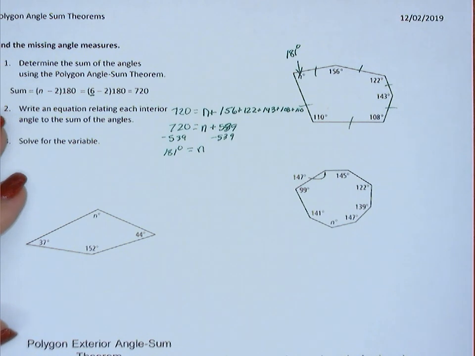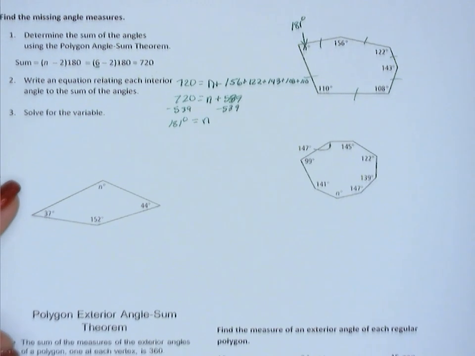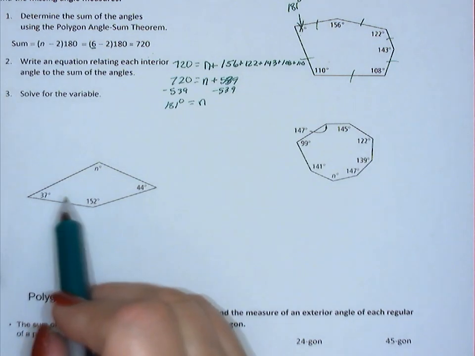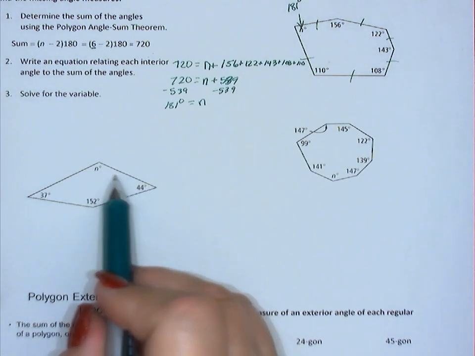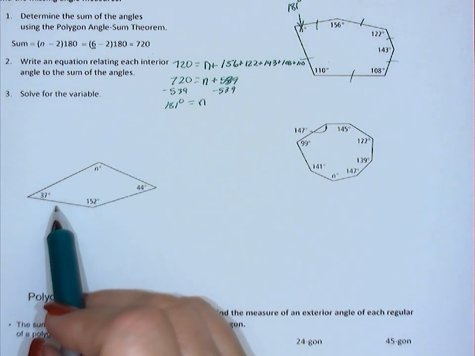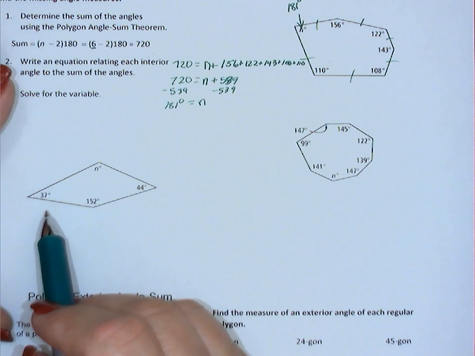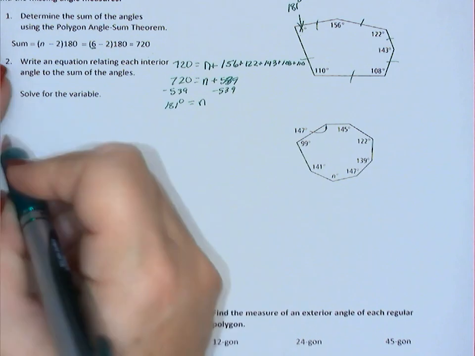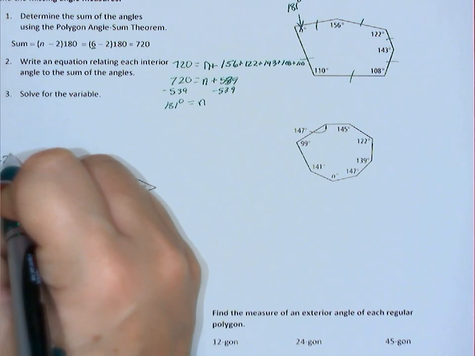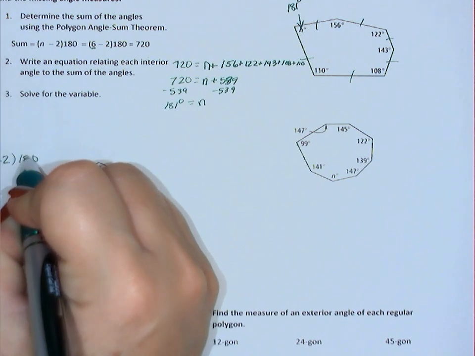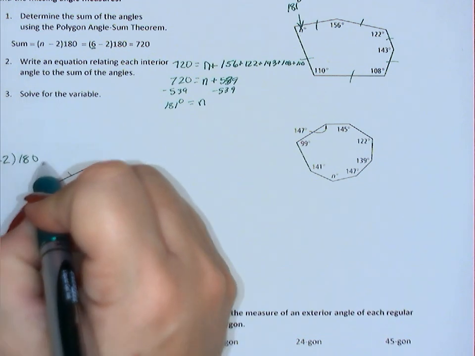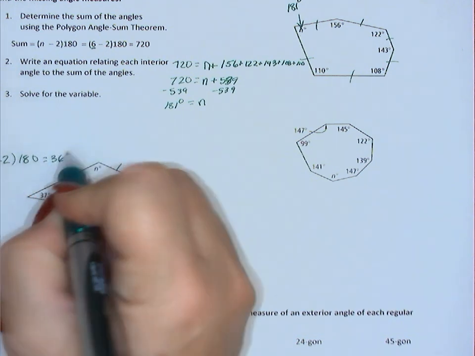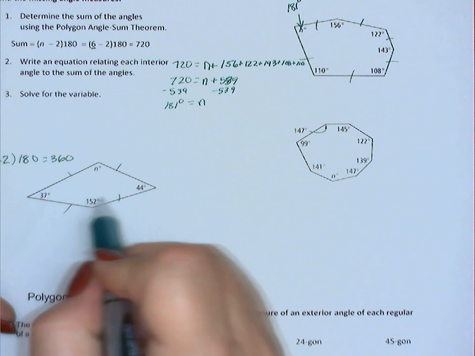So, we're going to try that on these ones. Again, I have to find the sum of these interior angles, so I have to use the theorem's formula, which is n minus 2 times 180. So I have to find out n. n is 1, 2, 3, 4. So 4 minus 2 times 180 is going to give me 360. So the interior angles add up to 360.